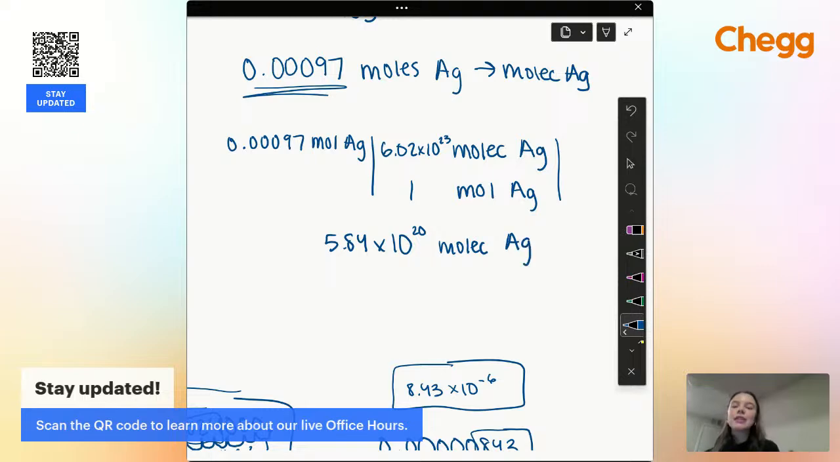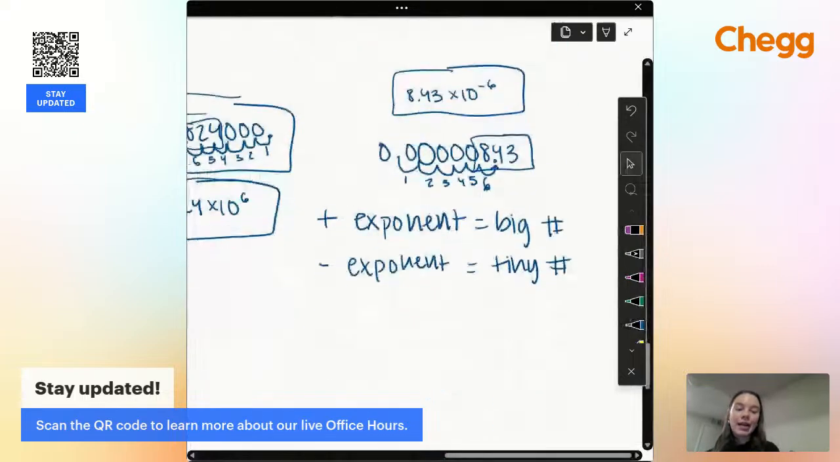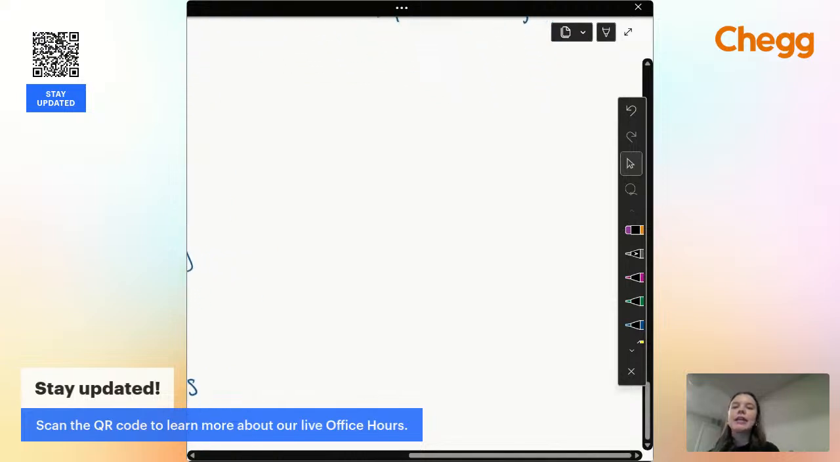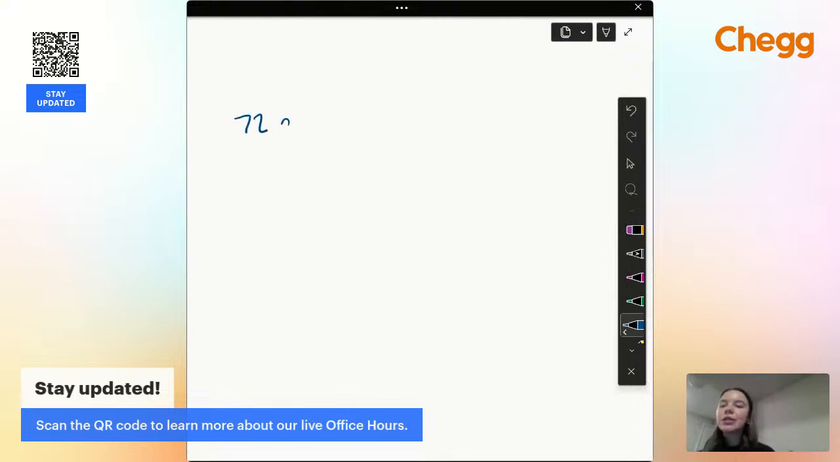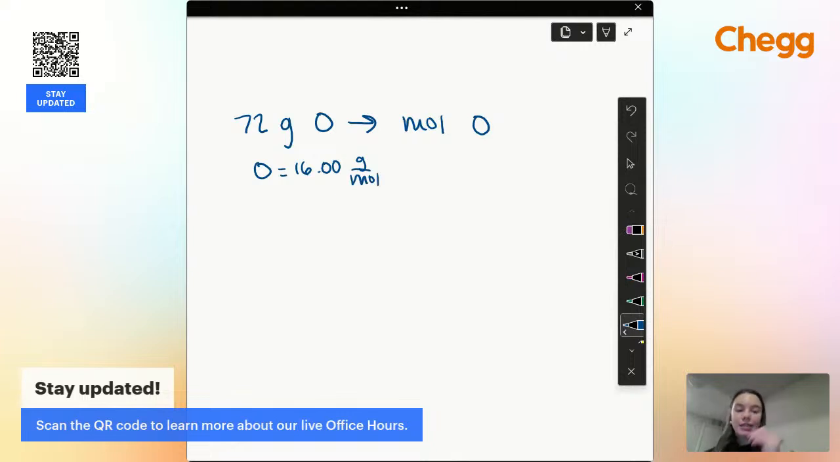Okay, real quick with our time left, I want to do a molar mass problem. I'll work more on this next week and try to get some better examples. But let's say that we have 72 grams of oxygen and we want to get to moles of oxygen. This is an example of when we would need molar mass. So the molar mass of oxygen is 16.00 grams per mole. You can find this on the periodic table. If you look at the molar mass of oxygen on the periodic table, 16 is what will pop up. Every single element has a different molar mass.